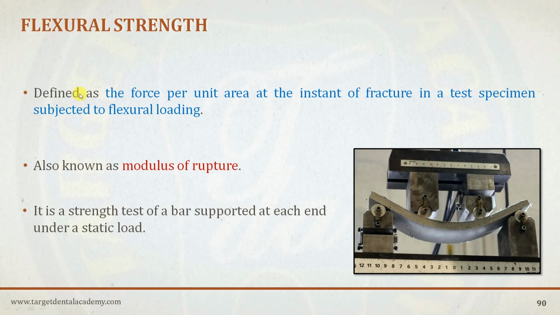So flexural strength, as I already told you, the flexural stress or flexural strength is also known as bending. It is defined as the force per unit area at fracture in a test specimen which is subjected to flexural loading, that is known as your bending. It is also known as modulus of rupture. It is a strength test of a bar supported at each end under a static load.